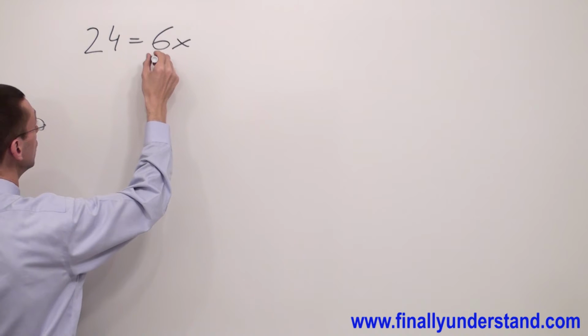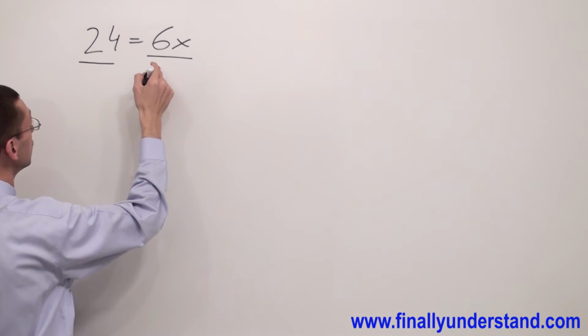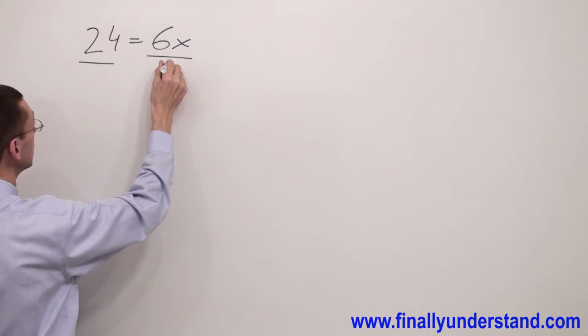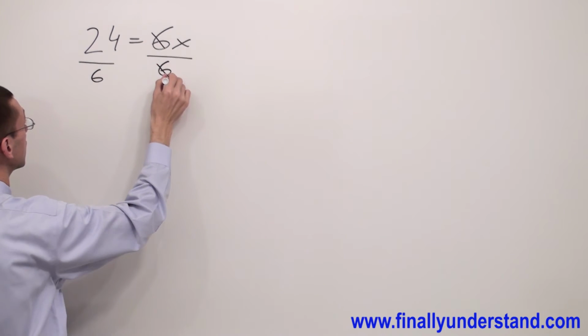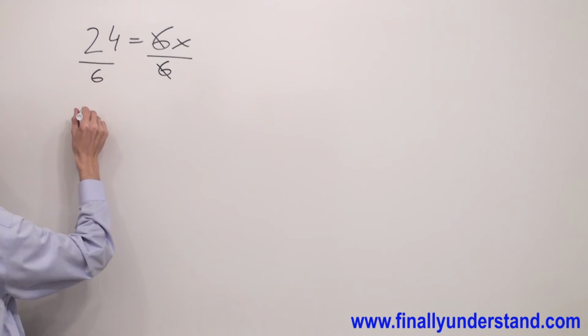What am I supposed to do? In order to eliminate multiplication, I'm supposed to use division, and I have to divide both sides of the equation by whatever is multiplied to x. This time I have to divide by 6. 6 and 6 will cancel out. 24 divided by 6 is equal to 4.